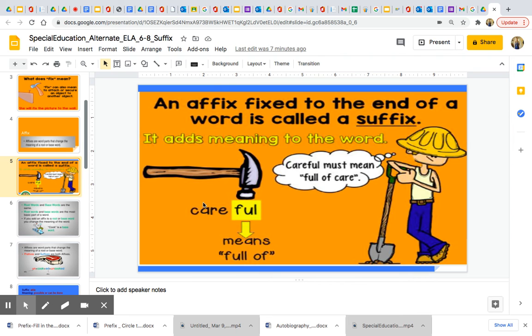For example, careful. The base word is care, and we added the suffix full. The suffix full means full of. So the word careful means full of care. As you can see here, careful must mean full of care.